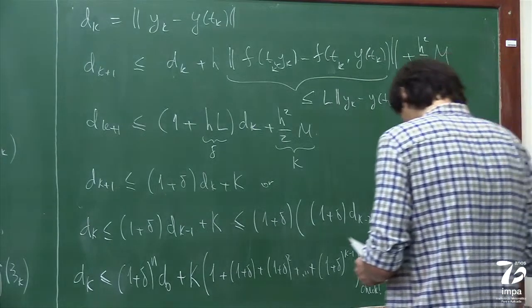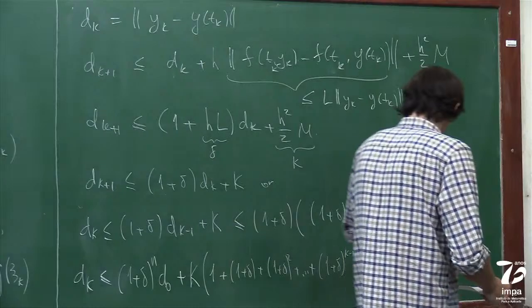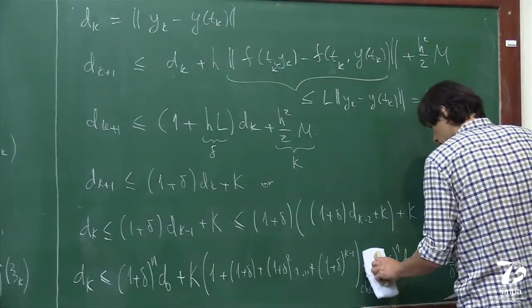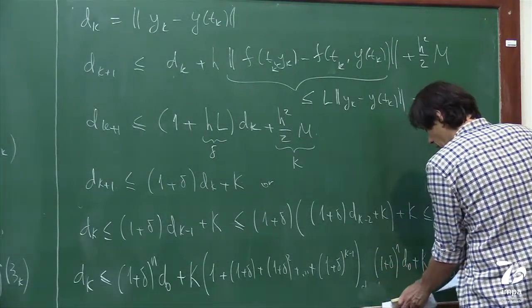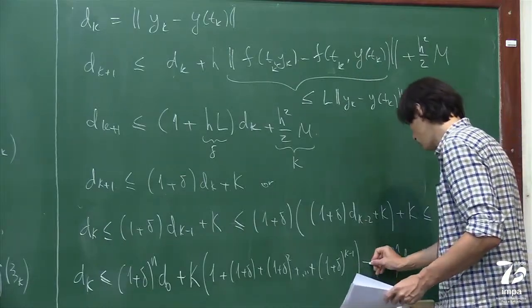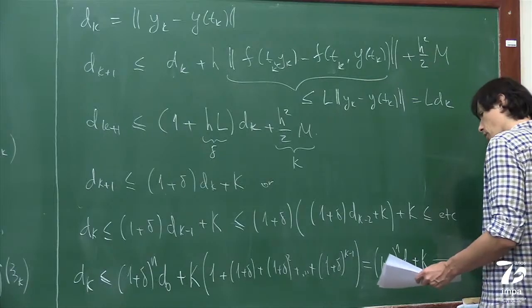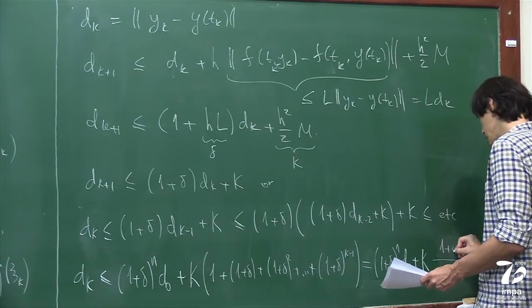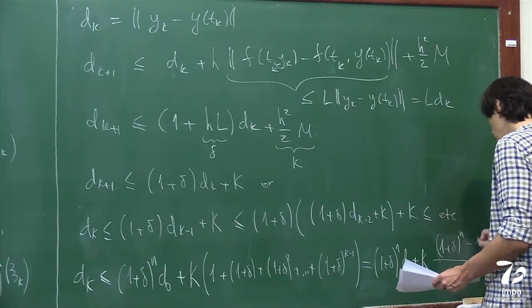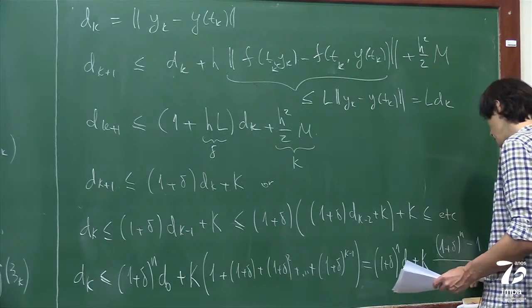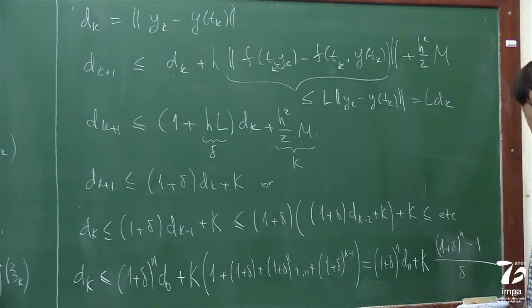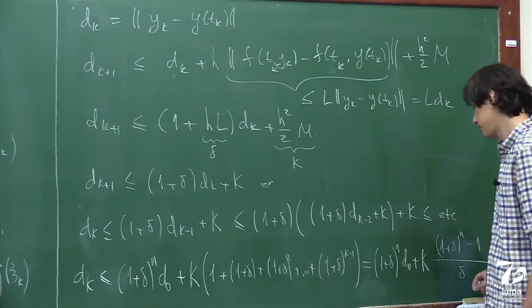In fact, let's write it normally. The exact formula will be (1 plus delta) to the power k minus 1, over (1 plus delta) minus 1. So the 1 cancels, leaving delta.